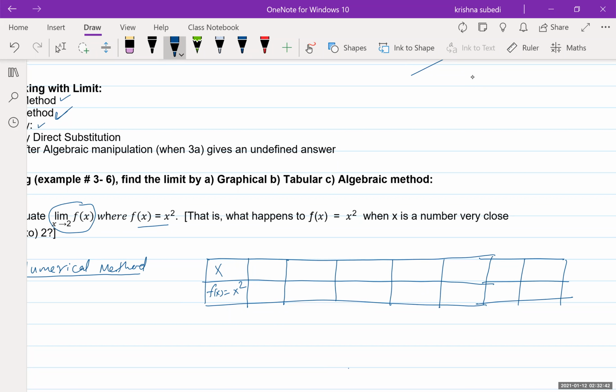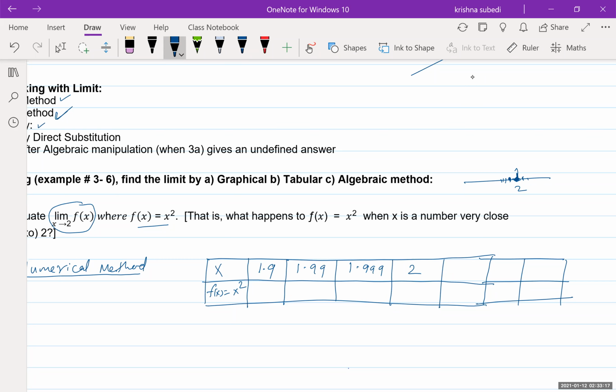In the numerical method, what we do is, let's say this is your 2. Remember in the previous example, we have considered the left-hand limit, meaning a couple of values on the left-hand side, a couple of values on the right-hand side from 2. Okay, so let me consider a few values from the left. So let's say 1.9, for example, 1.99, let's say 1.999, for example, okay?